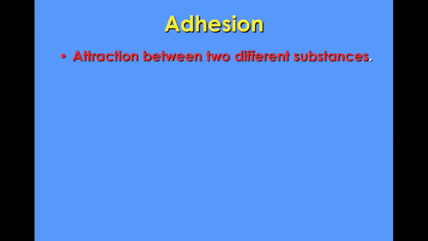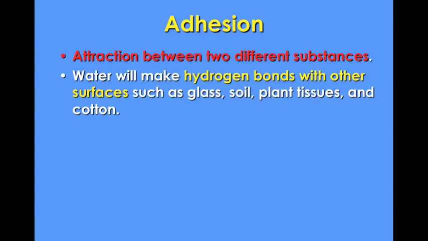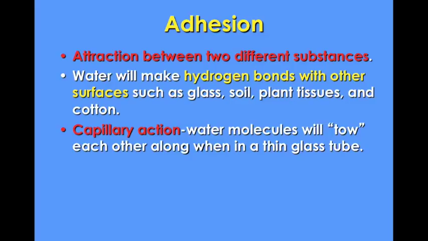Adhesion. It's attraction between 2 different substances. Water will make hydrogen bonds with other surfaces such as glass, soil, plant tissue, and cotton. Capillary action. Water molecules will tow each other along when in a glass tube. So think about when you put water in a graduated cylinder. The water will go up the sides of the graduated cylinder. They would adhere to the sides, leaving that meniscus, and we tell you to measure the bottom of the meniscus to get your most accurate reading.